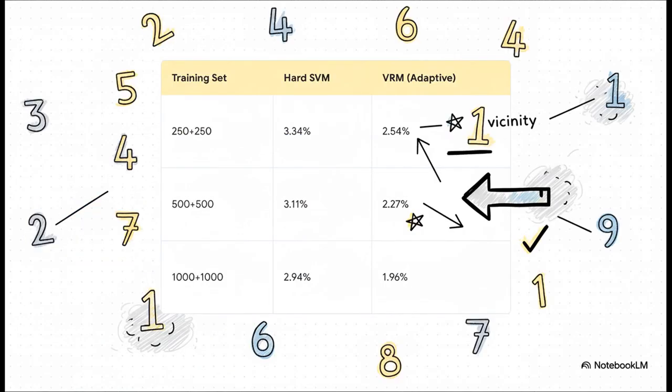And we see the exact same story on the classic MNIST dataset of handwritten digits. In the task of separating the digit 1 from all the others, the adaptive VRM method again outperforms the standard SVM, and it does it across different training set sizes. This proves it's not a fluke, it's just a fundamentally more robust way to learn.